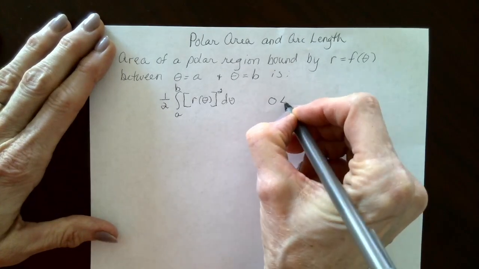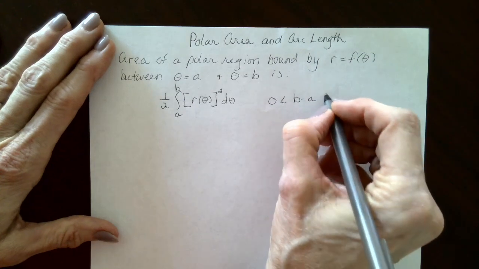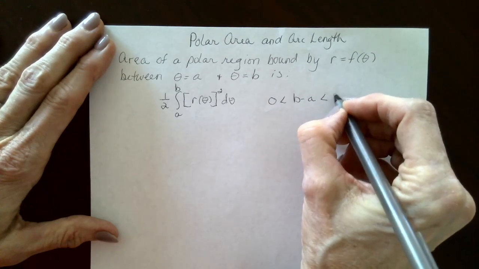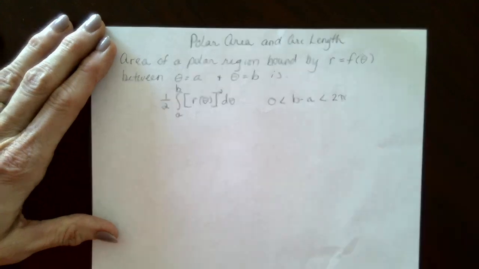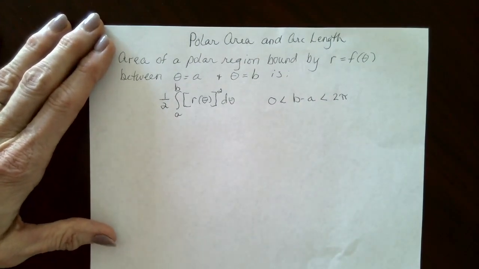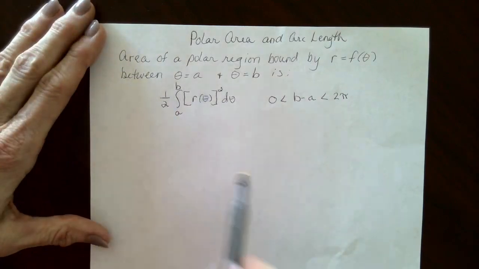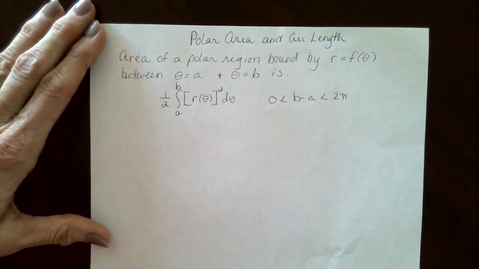Where your limits here are between 0 and 2 pi, the difference between your limits. So this is the formula we're going to be using today, or some form of it, I'll put it that way.